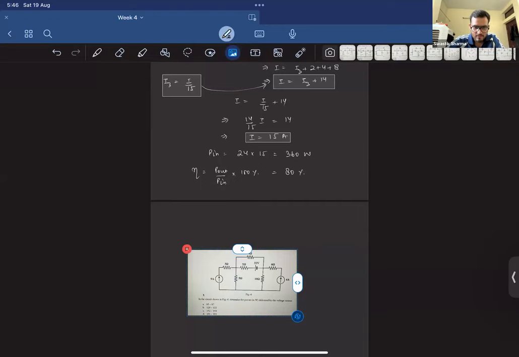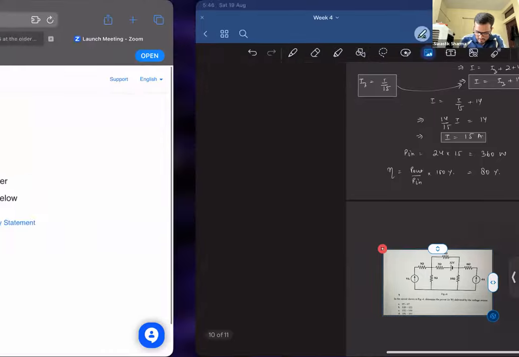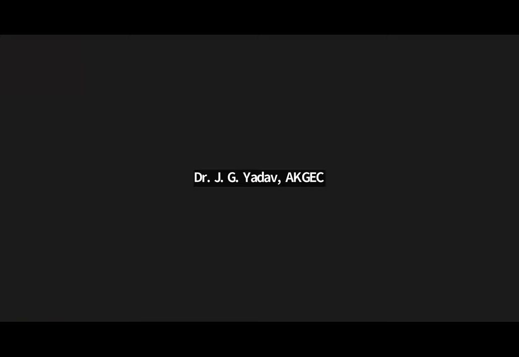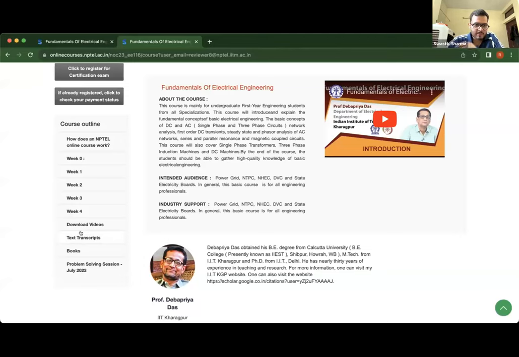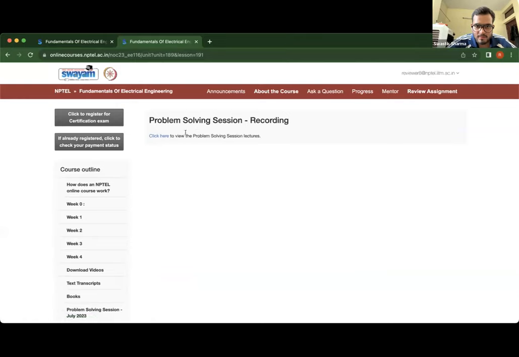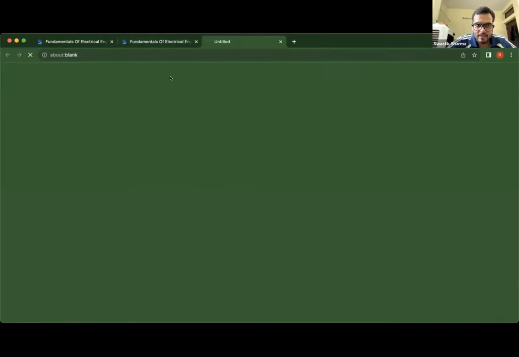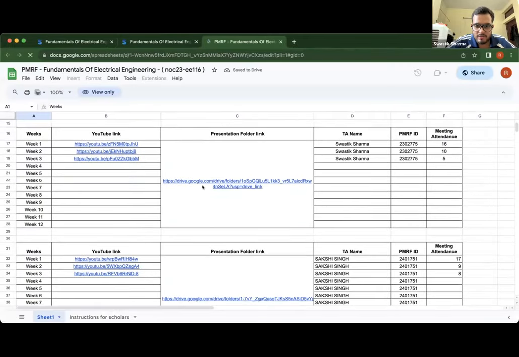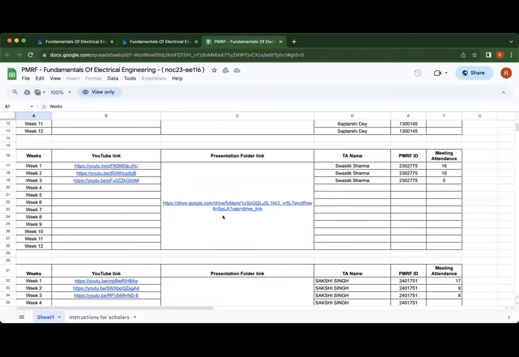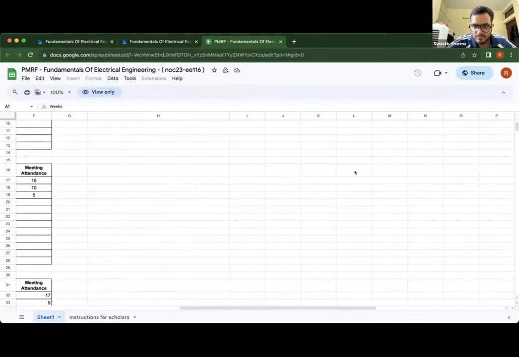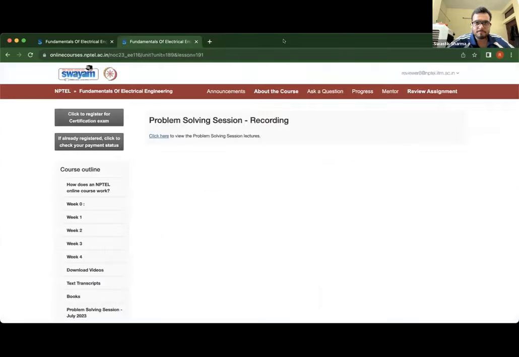I'll share my screen. Okay, I can't share if I'm already sharing. Yeah, I'll just show you. See, there is this problem solving session July 2023 available over here, right? You see this? You're following my cursor, right? Once you click over it, it takes you to this page. When you click here, it takes you to a Google Sheet. Here you will see all of the different YouTube videos that I've uploaded. Got it? Great.